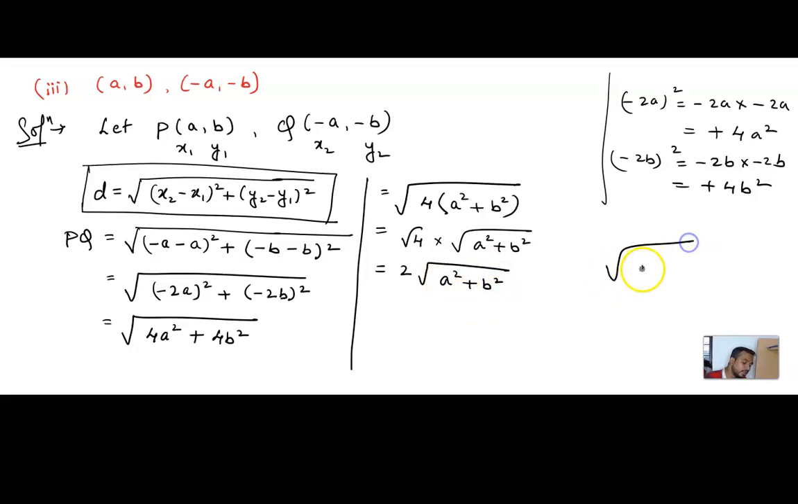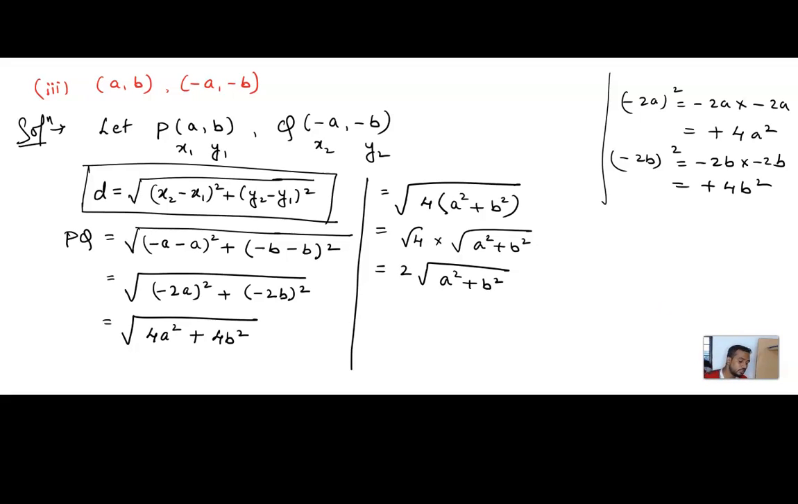See children, as I said, root of A square plus B square means you cannot cancel this square and square root here. Why? Because there is a plus in between. If it is plus, we cannot cancel this. If it was root A square into root B square, if it was multiplication, then the square root will get cancelled, then it becomes AB. If it is multiply, then you can cancel individually. If it is addition or subtraction, you cannot cancel that.